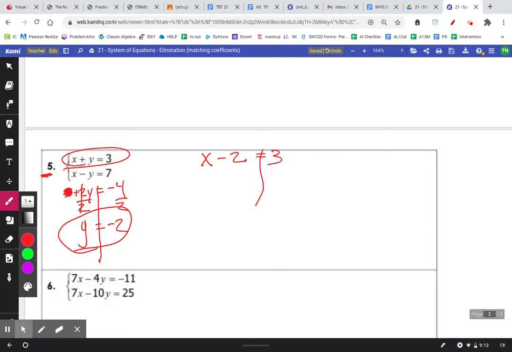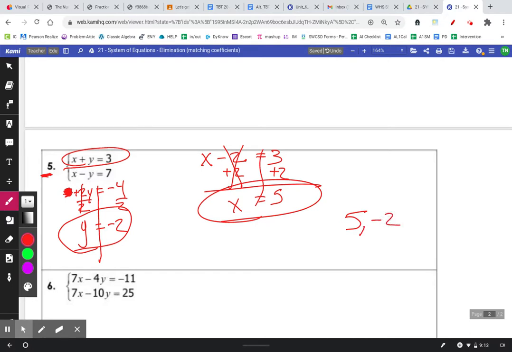I'm a step away. To get rid of minus 2, I can add 2 on both sides. Negative 2 plus 2 is nothing, so I get x equals, and 3 plus 2 is 5. I have found the other half of my work. Don't stop there, right? We need to make sure we write it as an ordered pair. X goes first, so my final solution is 5, comma, negative 2.